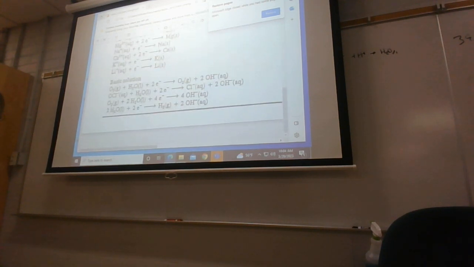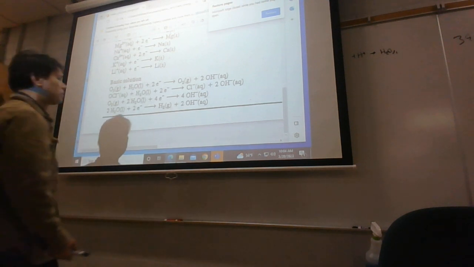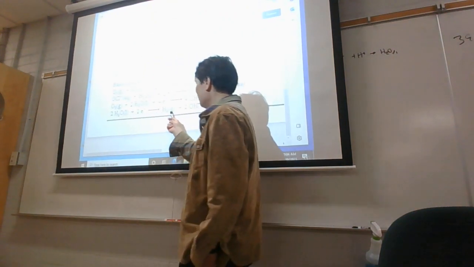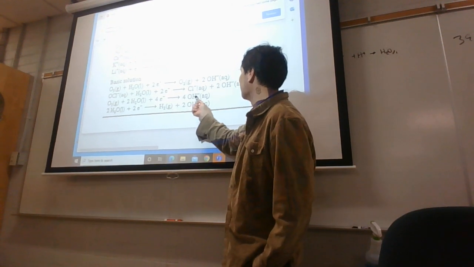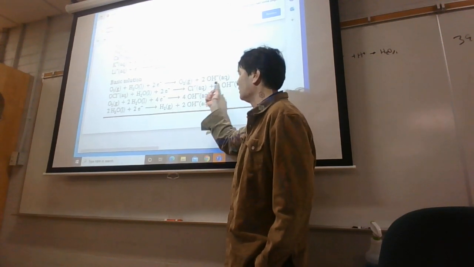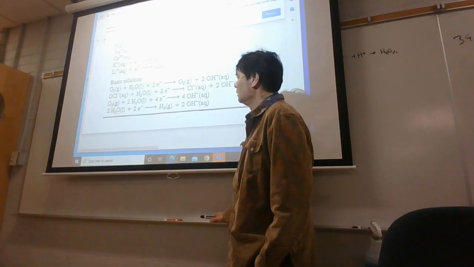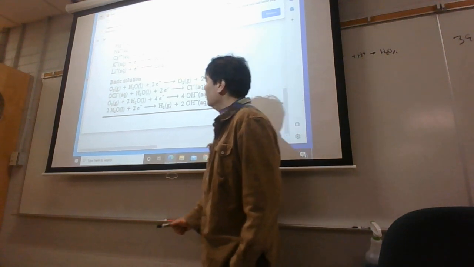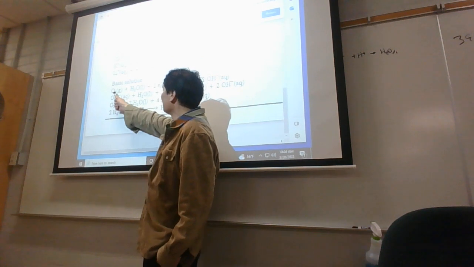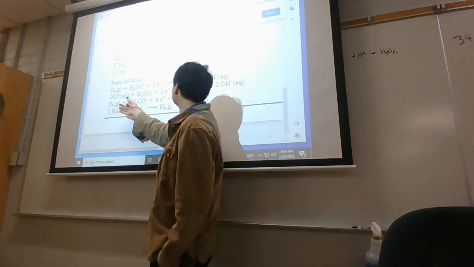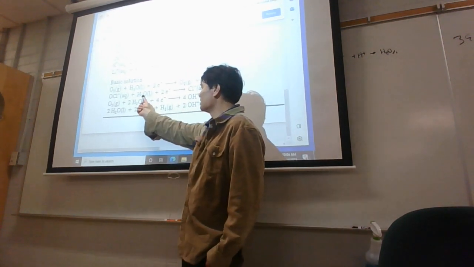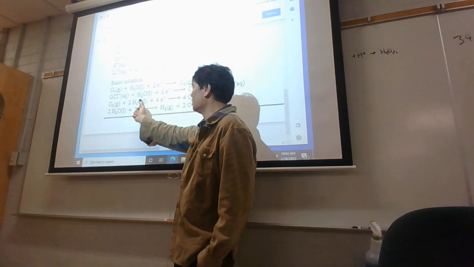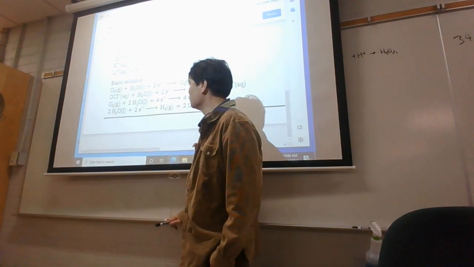And then we have this bottom one. These are in basic solution, so we can't have H+ in basic solution. So for example, this one, we might try to form H+, but it can have hydroxide in basic solution, so we see hydroxide here rather than H+. Over here, we aren't going to have H+. We have one oxygen or one oxygen. How many hydrogens do we want? Well, we aren't going to have H+ here. In this case, we're just going to have H2O. That's going to be our source of hydrogen.